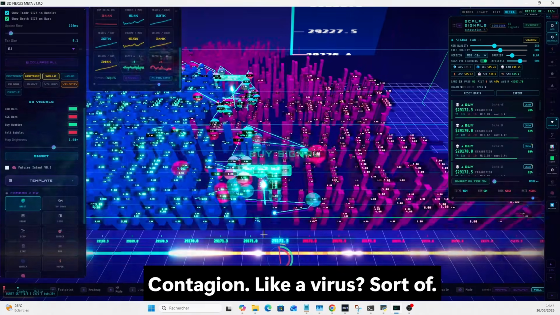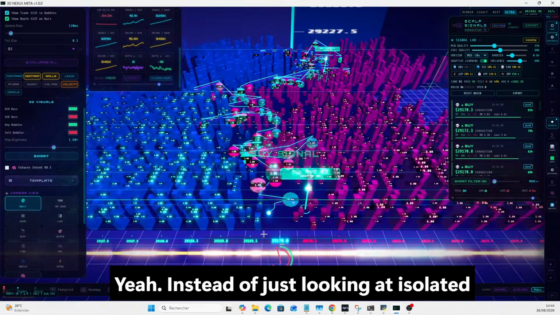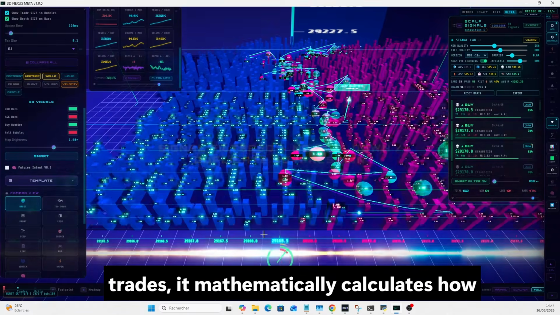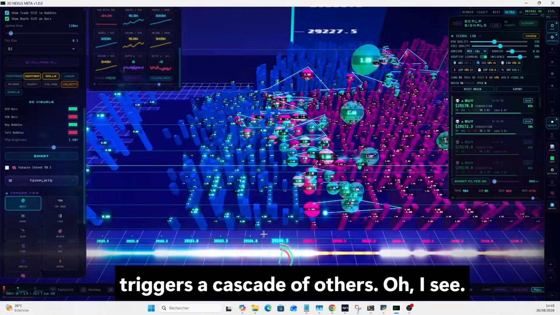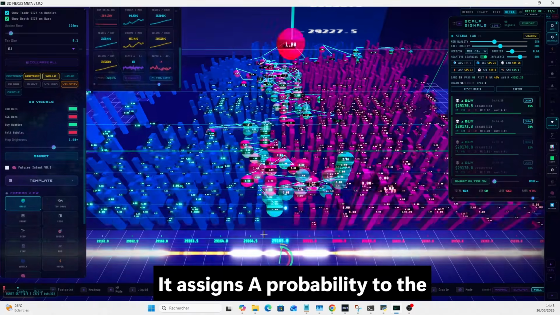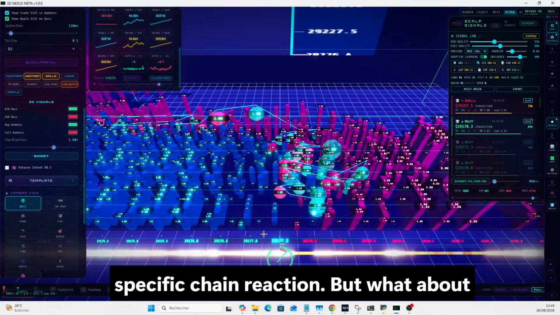Contagion? Like a virus? Sort of, yeah. Instead of just looking at isolated trades, it mathematically calculates how one aggressive algorithmic sell order triggers a cascade of others. Oh, I see. It assigns a probability to the likelihood of a deeper drop based on that specific chain reaction. But what about the signal's success rate?